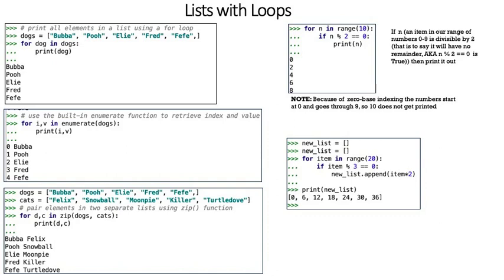Now we're going to pair elements in two separate lists using the zip function. So we have a list of dogs and we have a list of cats. So again, in our for loop, two iterators: d, standing for dogs, and c, standing for cats, in zip(dogs, cats), two lists, print d and c. So we have Bubba paired with Felix, and Pooh paired with Snowball, and Ellie and Moonpie, and Fred and Killer, and Fefe and Turtle Dove.